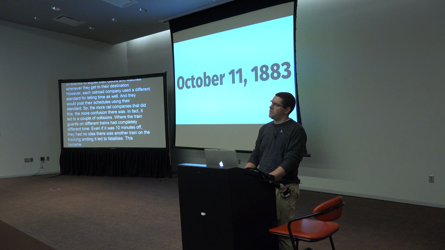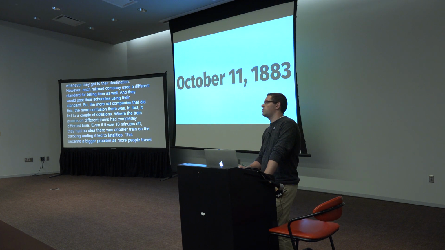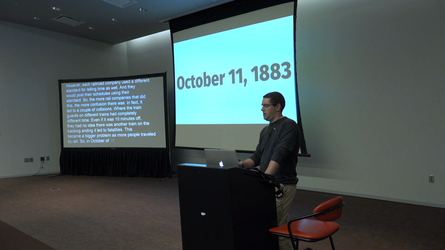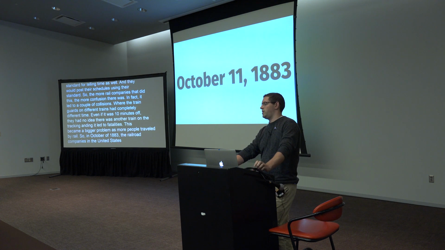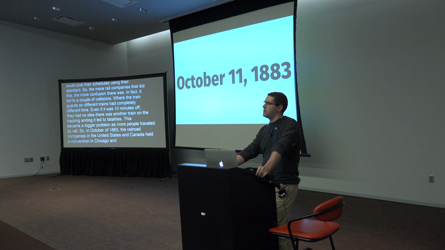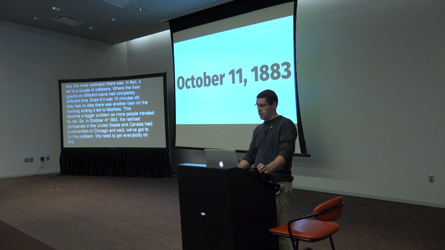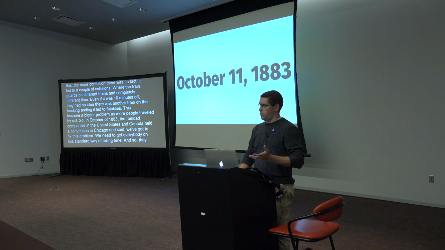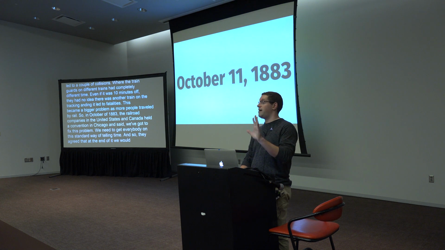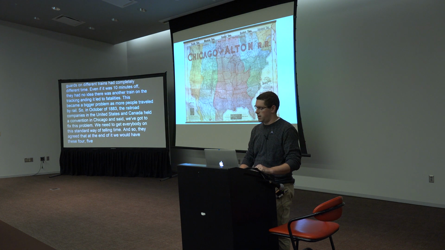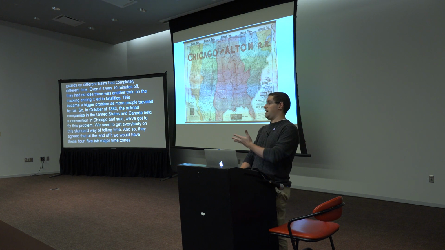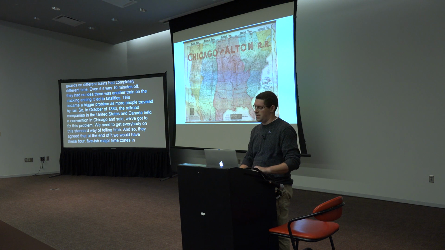So in October of 1883, the railroad companies in the United States and Canada held a convention in Chicago and said, we've got to fix this problem. We need to get everybody on this standard way of telling time. And so they agreed that at the end of it, we would have these 4, 5-ish major time zones in North America. And this is kind of where time zones were born-ish.